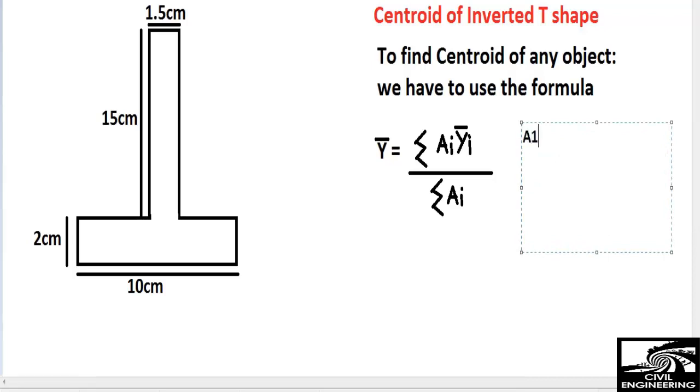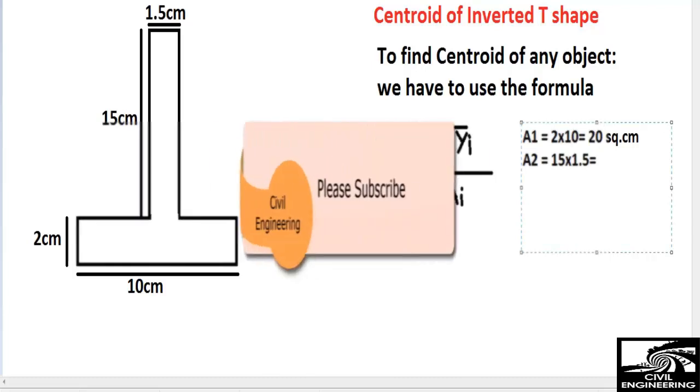It's 2 cm multiplied by 10 cm, which is the area of the below object, 20 square cm. Here is the first object. Now I'm calculating the area of the second object. You can see that it's a web type object, 15 into 1.5 equal to 22.5 square cm.